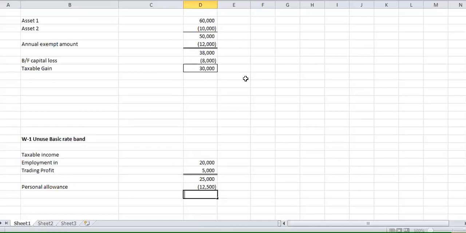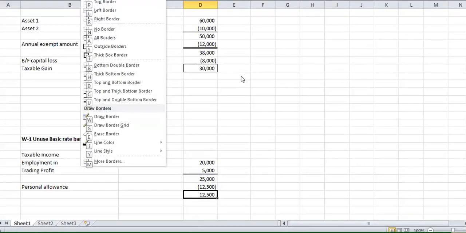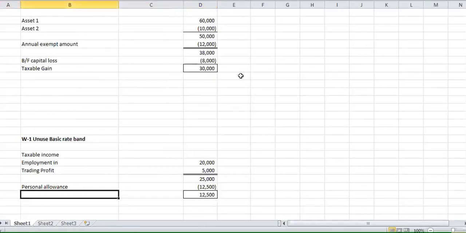So after that, we have taxable income. So we have taxable income of 12,500. Let me change it because these are the same values and you will confuse later on.